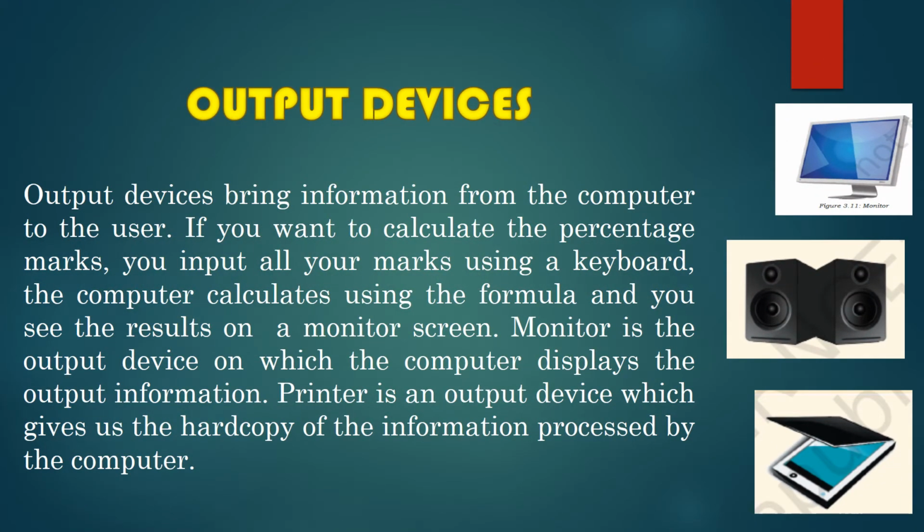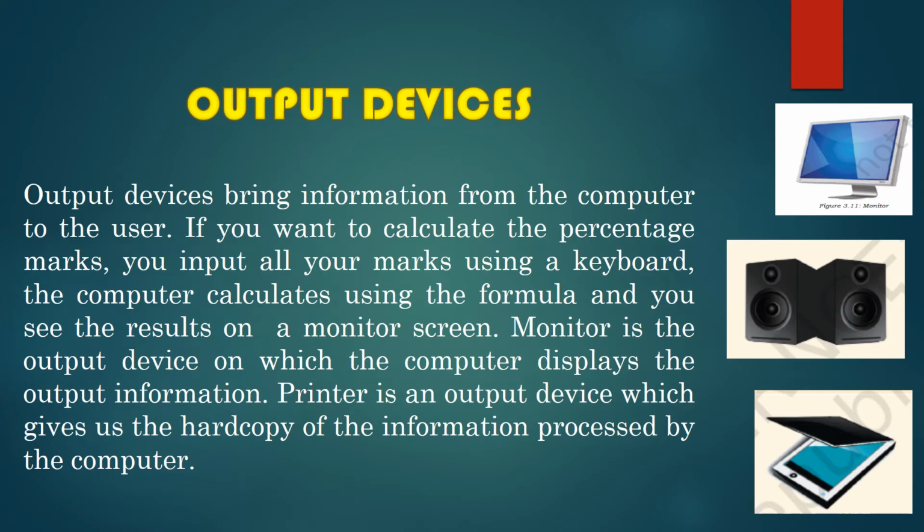Next one is output devices. What do you mean by output devices? You are giving input to the system, no? After giving input, the machine will do the calculation of whatever you are giving, and it will produce a result. After doing the processing, it will give you the result. That result you have to see using a device, no? That device is known as an output device.